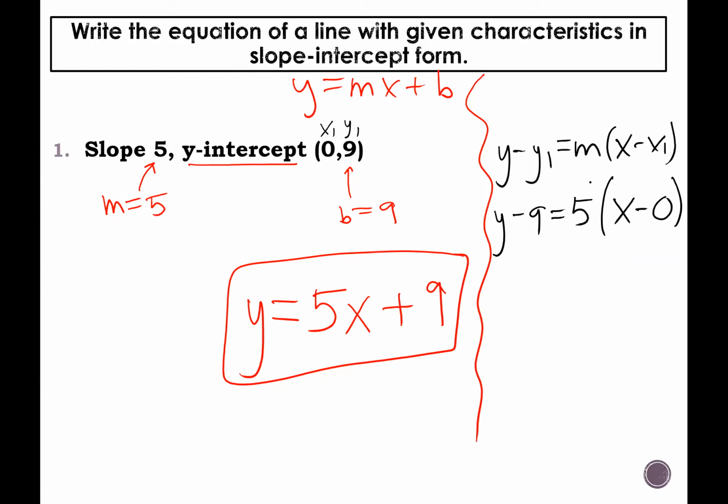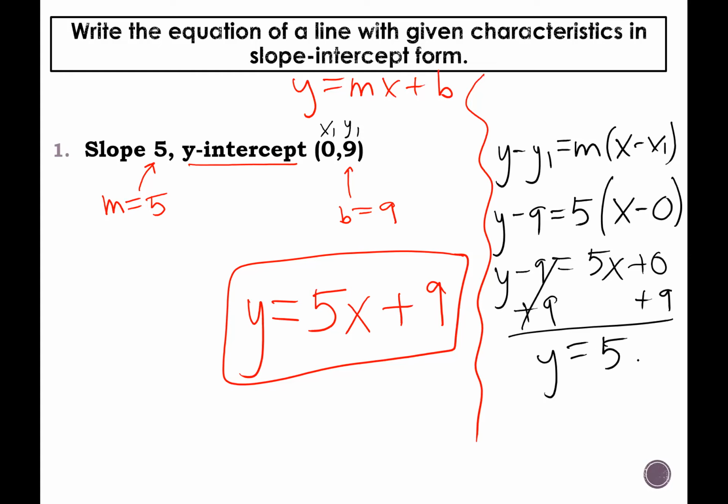And then normally we distribute at this time, so I guess you can do that. 5 times x is 5x, and then 5 times 0 is just 0. So you'd write plus 0. So y minus 9 equals 5x plus 0. Just add 9 to both sides. Y equals 5x plus 9. So that's a longer way to get there, but it would still work out.